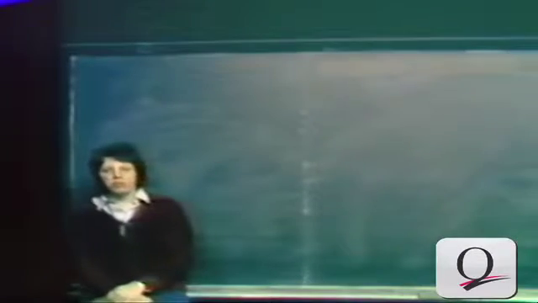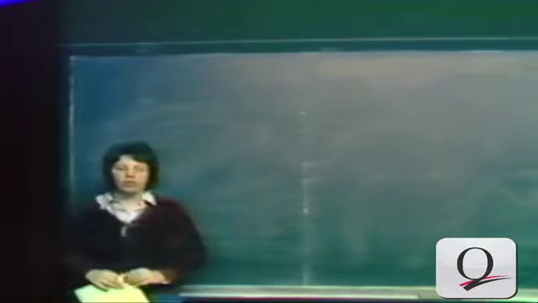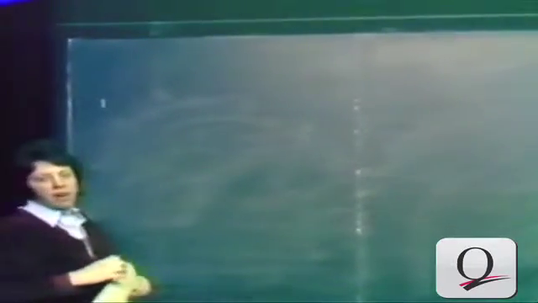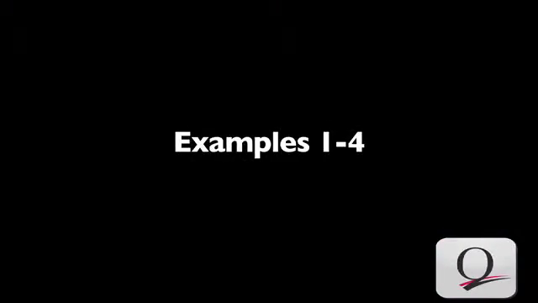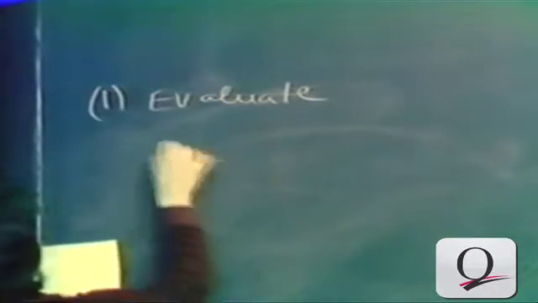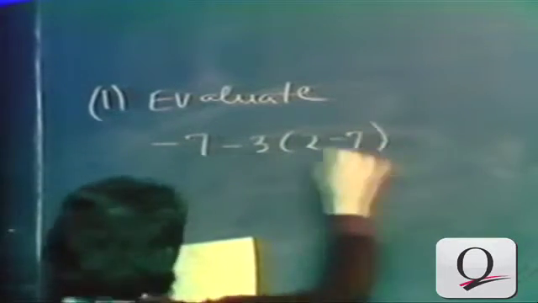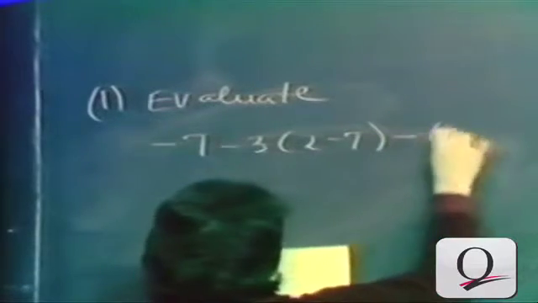In this videotape, we're going to begin an elementary algebra final review. Okay, this is part 1. And we're going to be going over examples, the type of which you might see on a final exam. Okay, the first example, I want to evaluate -7 minus 3 times (2 minus 7), minus a minus 4.